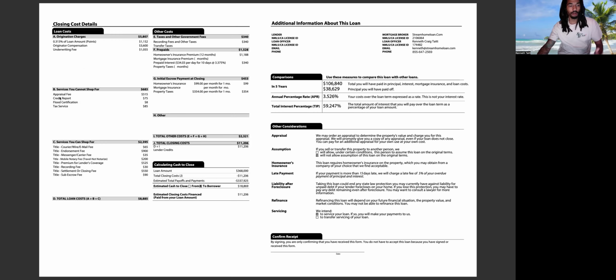These are all fees, whether it's your discount points, whether it's a fee to the originator of the transaction, whether it's underwriting fee, appraisal, credit report. These are all actual fees.